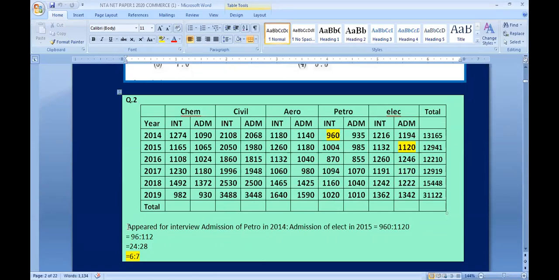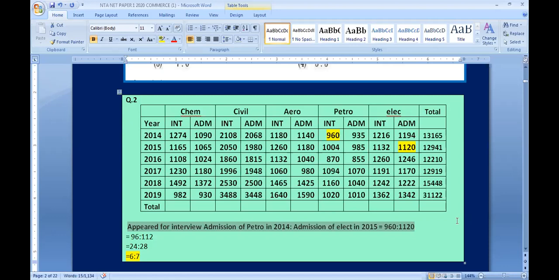They're asking the ratio. That's what I clearly mentioned here: appeared for interview of petroleum in 2014, admission of electrical department in the year 2015. They are just asking you the ratio part, nothing else. So 960 is to 1120. First step, divided by 10, 96 is to 112. Then divided by 4, 24 is to 28. Then again divided by 4, you will get 6 is to 7.